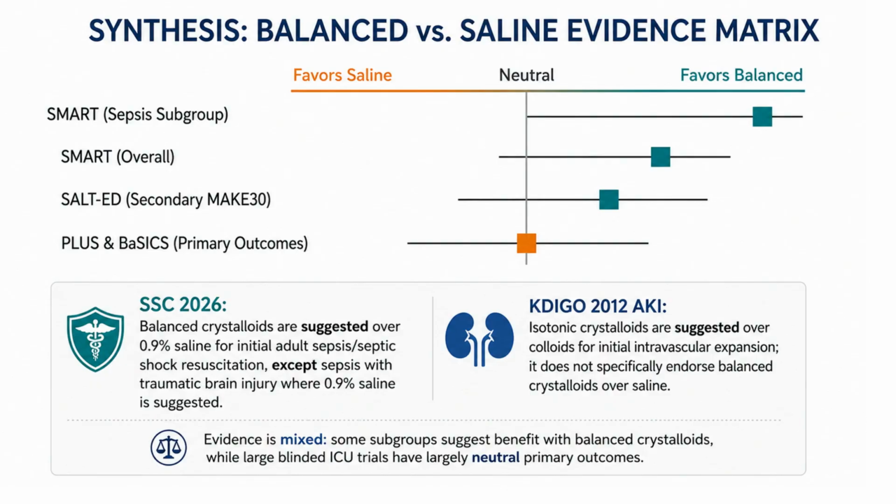Guidelines reflect that nuance. The Surviving Sepsis Campaign supports crystalloids as first-line fluid for sepsis and suggests balanced crystalloids over saline during initial resuscitation, with saline favored in sepsis with traumatic brain injury. KDIGO's acute kidney injury guidance supports isotonic crystalloids over colloids for initial intravascular expansion, but it does not specifically endorse balanced crystalloids over saline. The bedside conclusion is stewardship, not ideology. Choose balanced fluids often. Choose saline when the indication fits.